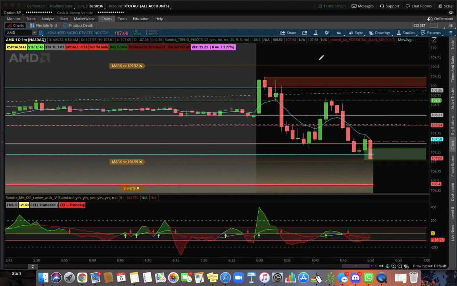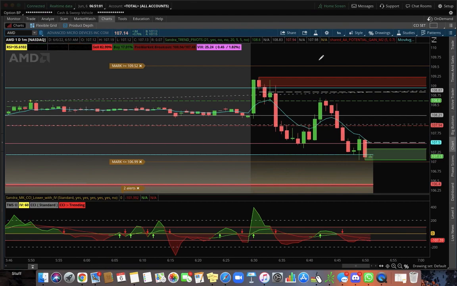Price action is taking its time. I know, when you look at a candle, sometimes it looks different, but I'm just watching, literally just watching price. And if you just look at price, you can see that it's just hanging around this 107 area.